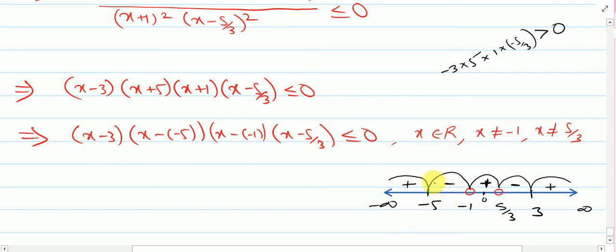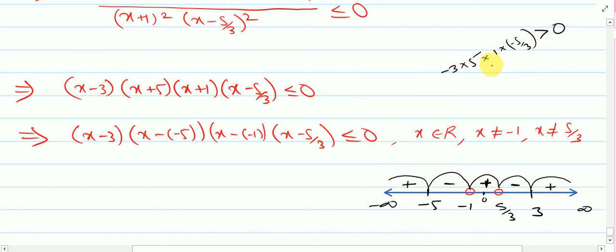But here we are looking for only those values of x where this left hand side is either 0 or less than 0. So you can see that the interval minus 5 to minus 1, where minus 1 is excluded, and 5 by 3 to 3, where 5 by 3 is excluded. Only these two intervals satisfy this.